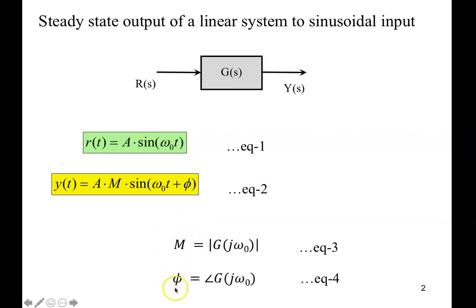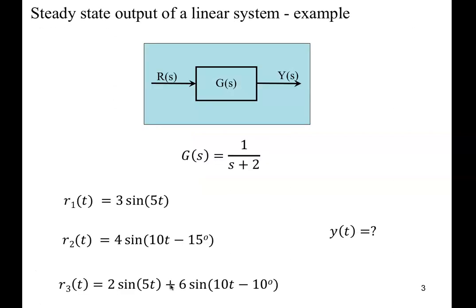These values, m and phi, are very much frequency dependent. m and phi have nothing to do with other parameters in the input. The only thing that we care about is the frequency, omega naught. Once we have a frequency, then we can work out the m and phi values. It's quite clear on this diagram, but I'm going to use some examples to show in detail how they work.